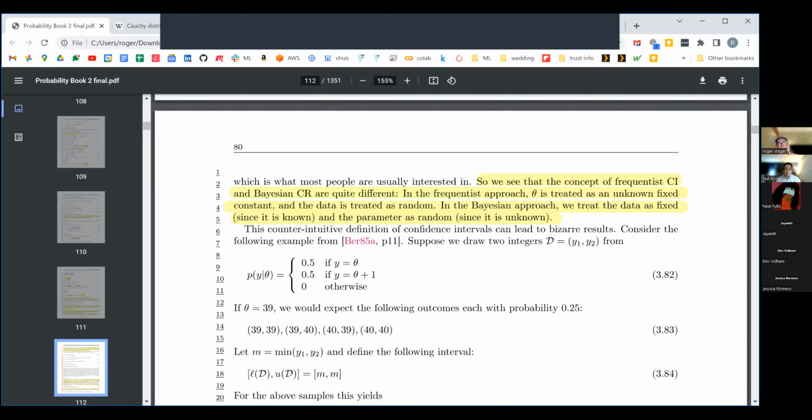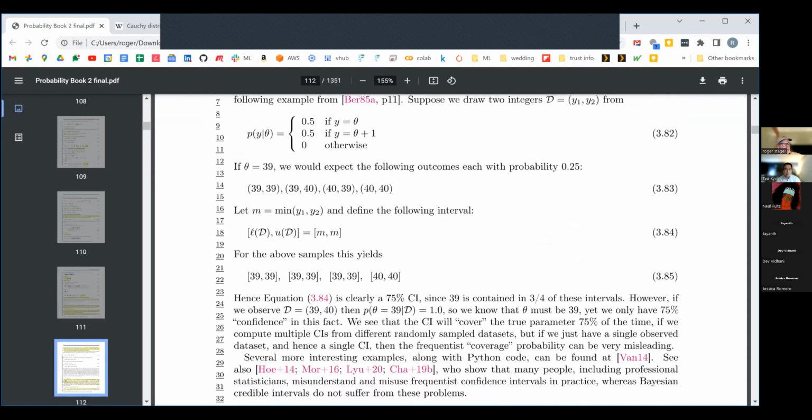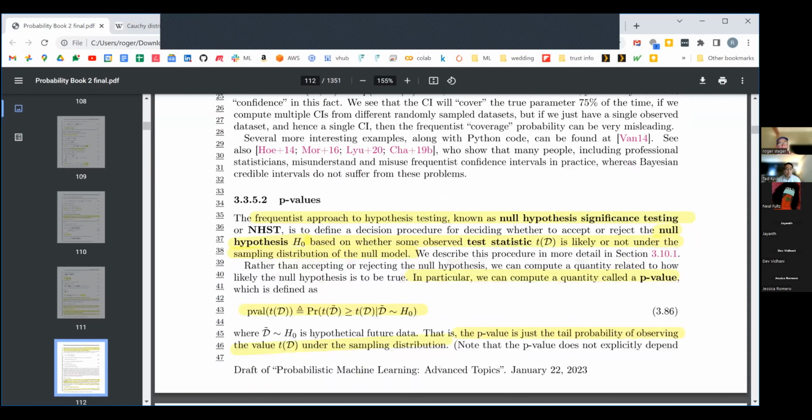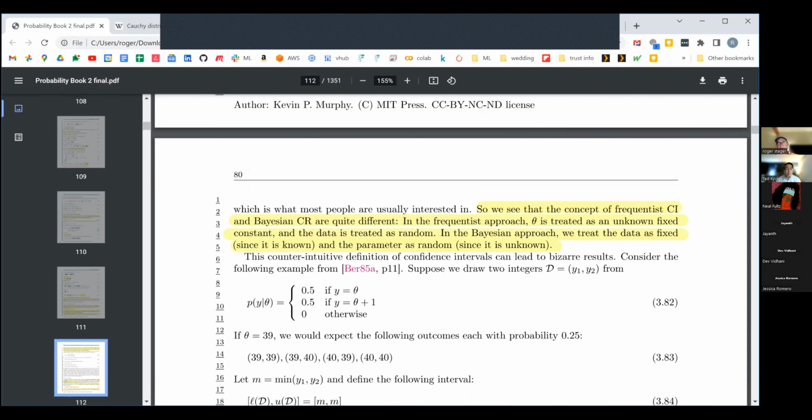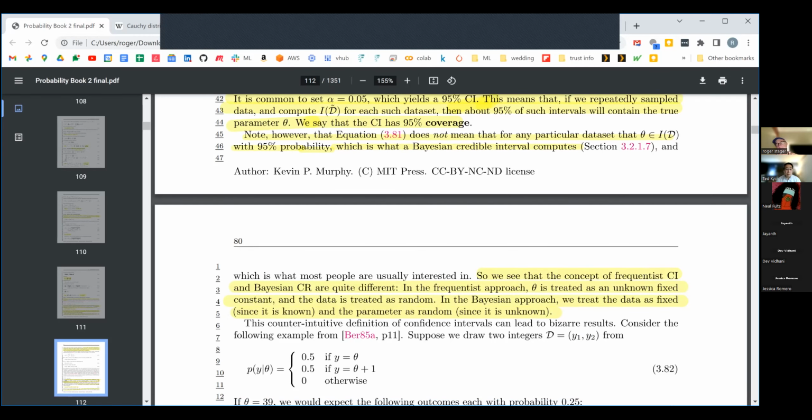But it seems like it is a pretty important one. I liked what he said in lines 3 to 5 on that page. Okay, yes, I agree. That one really resonated with me. So I'll read it. We see that the concept of frequentist CI and Bayesian CR are quite different. In the frequentist approach, theta is treated as an unknown fixed constant. The data is treated as random. In the Bayesian approach, we treat the data as fixed and the parameter as random. Yeah, that's really a nice succinct difference between the two.